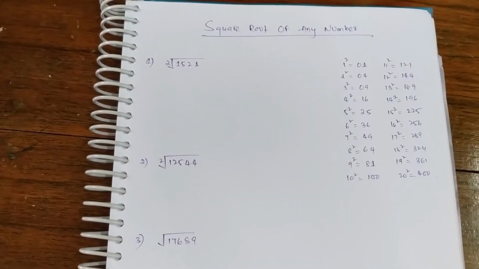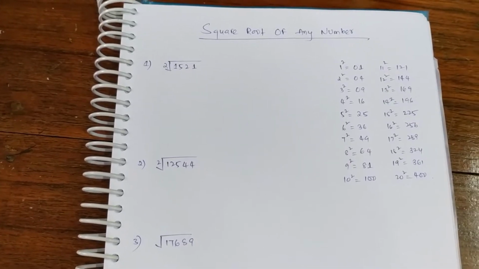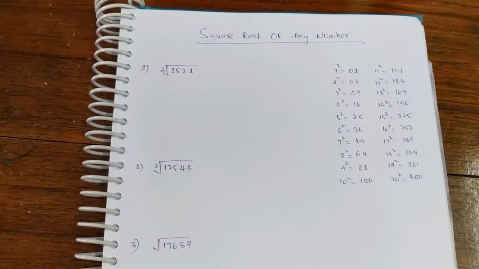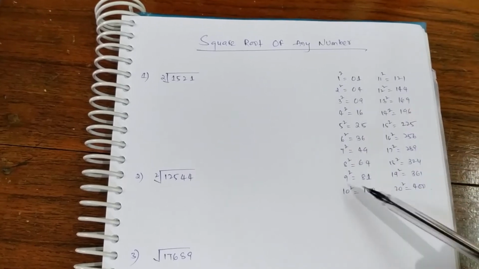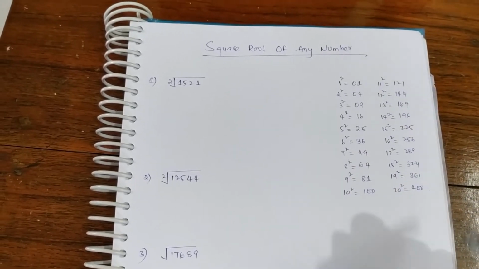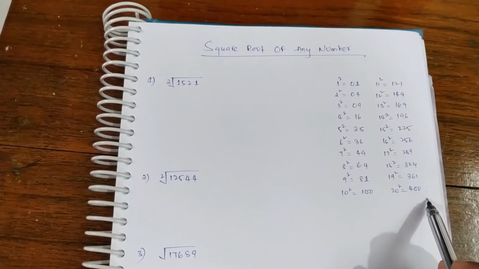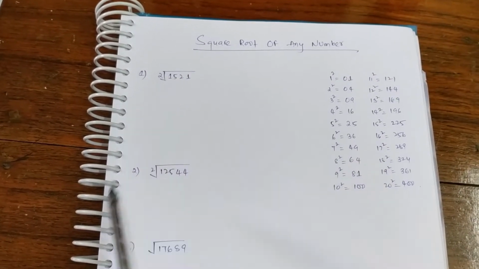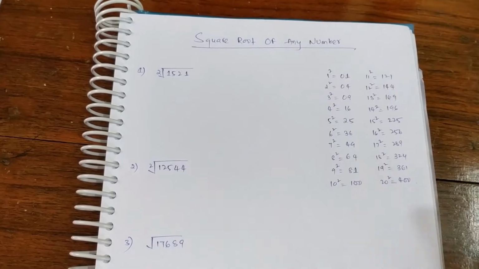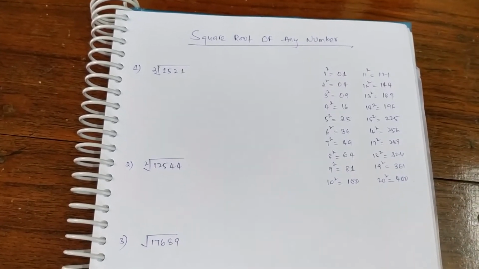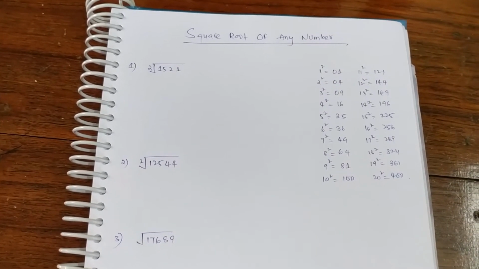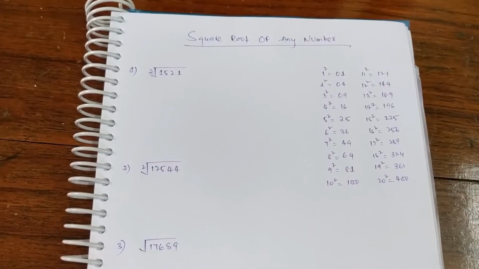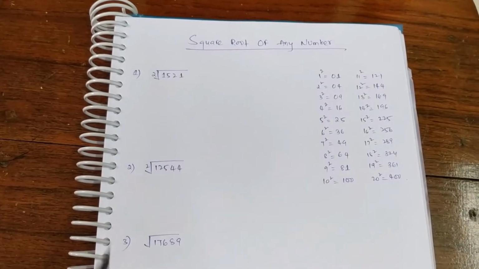The first thing we have to notice is that to find the square root value of any number, we need to know the squares of up to 20. This is a basic thing we have to learn first. Then only we can find the square root value of any number. The square root value is just similar to the cube root value, but the cube root value is much easier than the square root value. Today I am going to explain the square root value of any number.